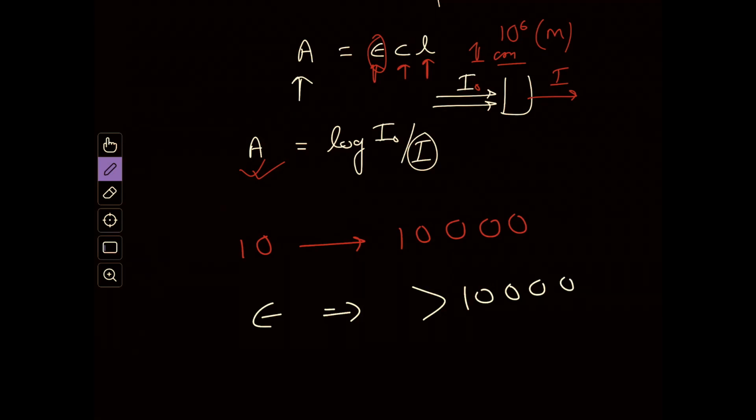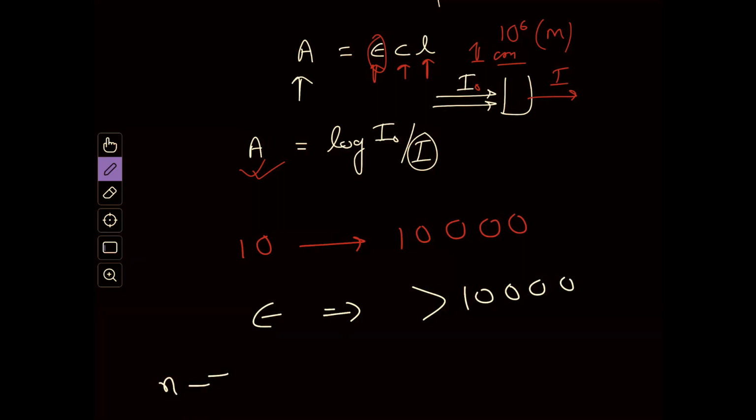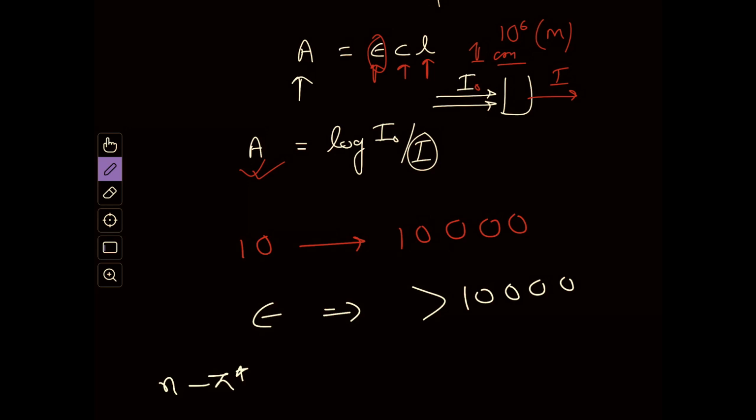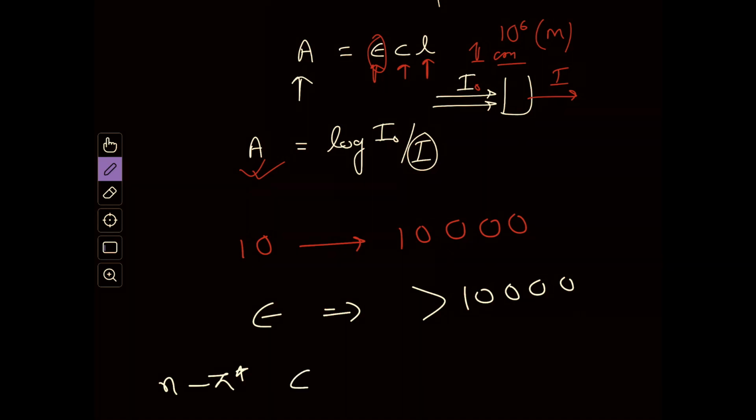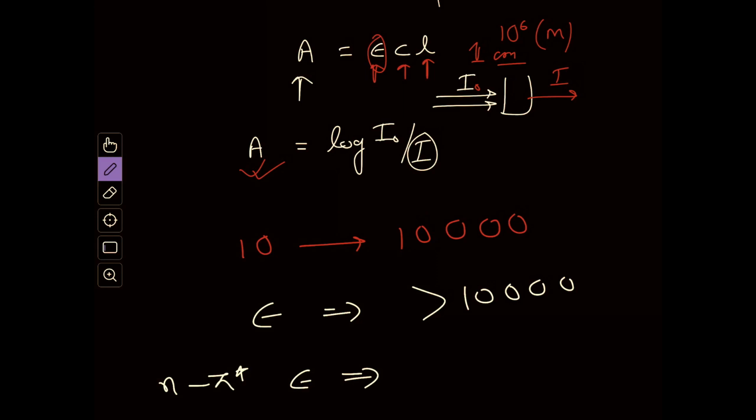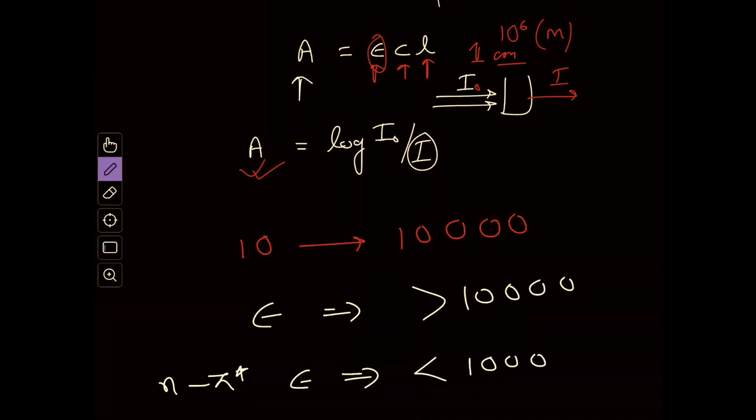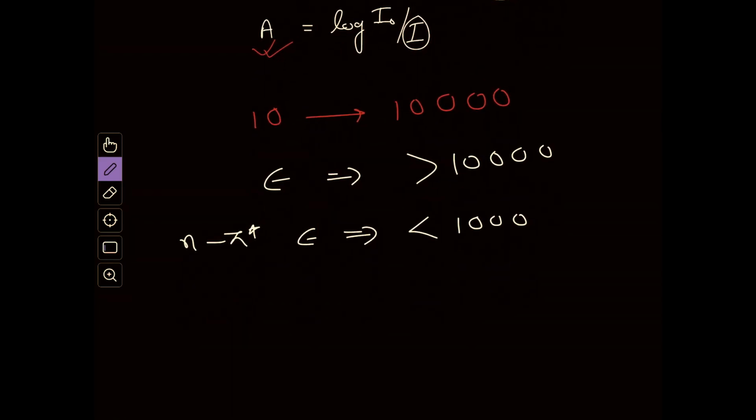And for the transitions like n→π*, which are not fully allowed, we cannot say forbidden, but they are not fully allowed, and for them the epsilon value is generally less than 1000, so below 1000, from 100 to 1000. So these are the typical epsilon values.